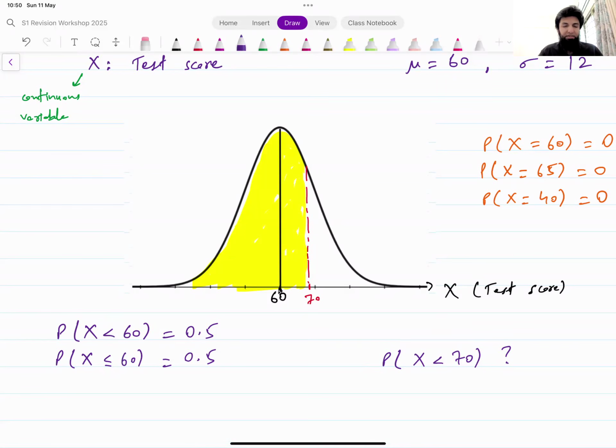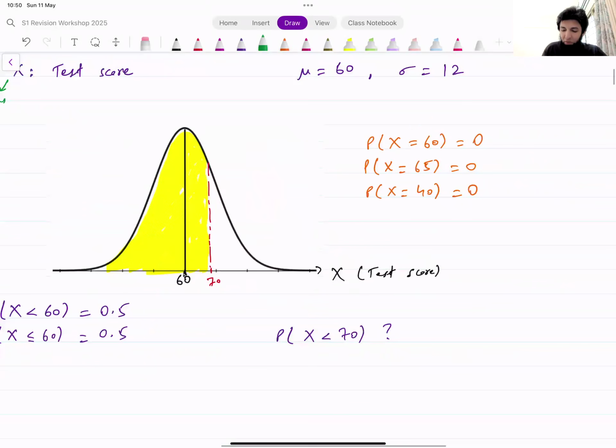In discrete distributions like binomial and geometric, these two would have different meanings. In normal distribution, they're both the same. Why? Because probability of the variable being equal to any particular value is actually 0. Because if you find the probability of x equals, let's say 65 or 40, where will 40 be? 40 will be somewhere here on the left side. Let's say this is the point 40.